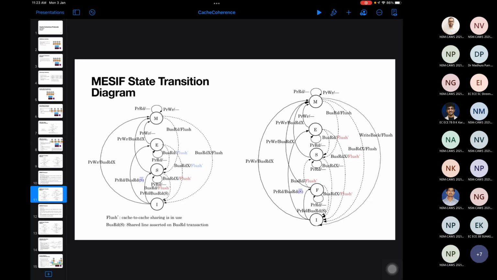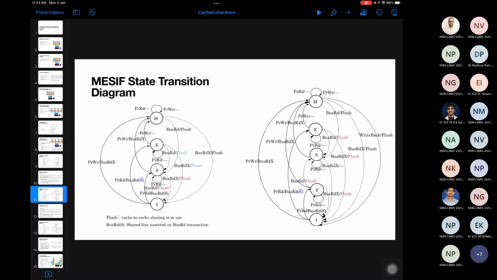Core 2 has the data in modified state. Core 1 wants the data for a read operation. Is core 1 going to get the data from the lower level cache or core 2? Core 2. Core 2 is going to supply the data. Now, when core 2 is supplying the data, after supplying, what will be the state of the block in core 2 and core 1? Because core 1 is asking for a read operation only.